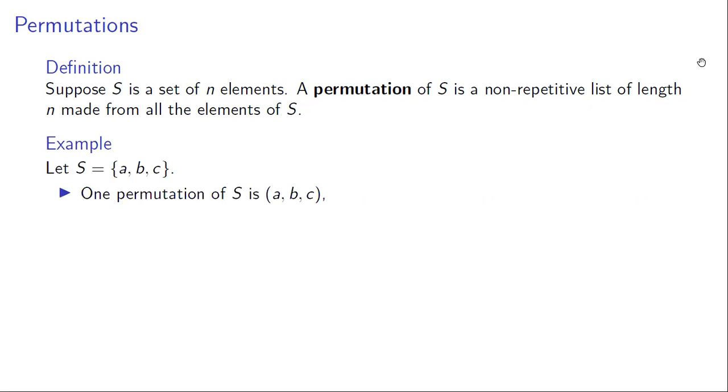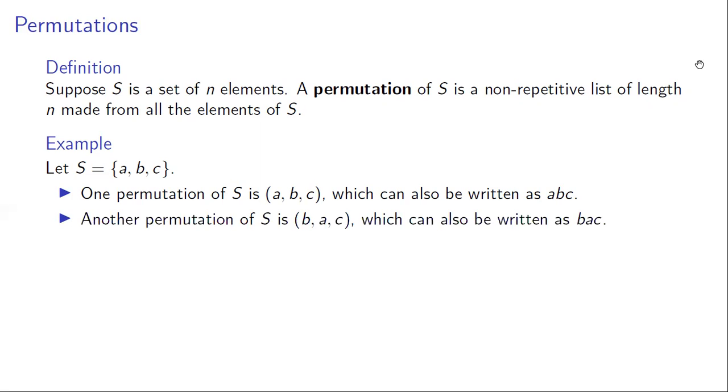One possible permutation of S is the list A, B, C, which, by the way, we can also write as the string ABC. String is just a shorthand for representing a list. Another permutation of S is the list B, A, C, which can also be written as the string BAC.